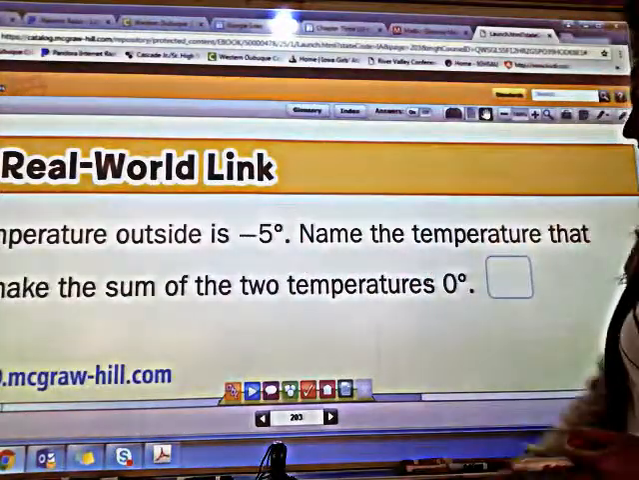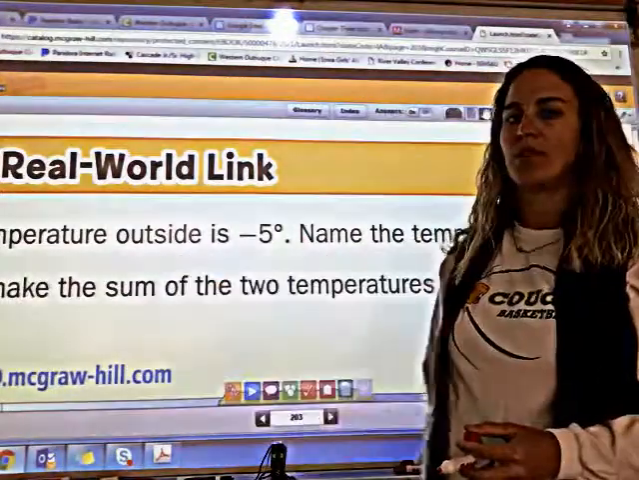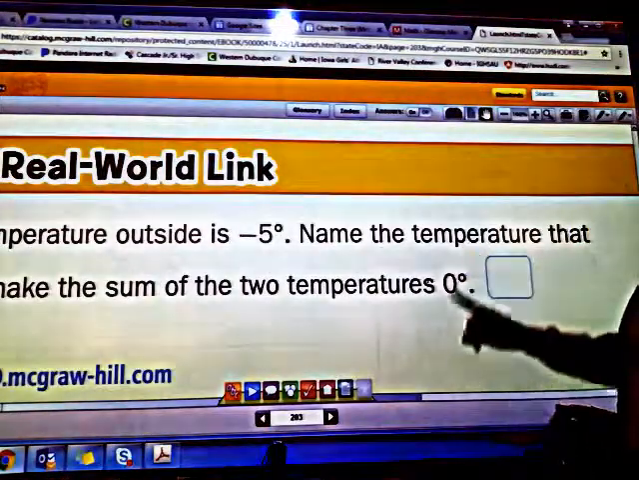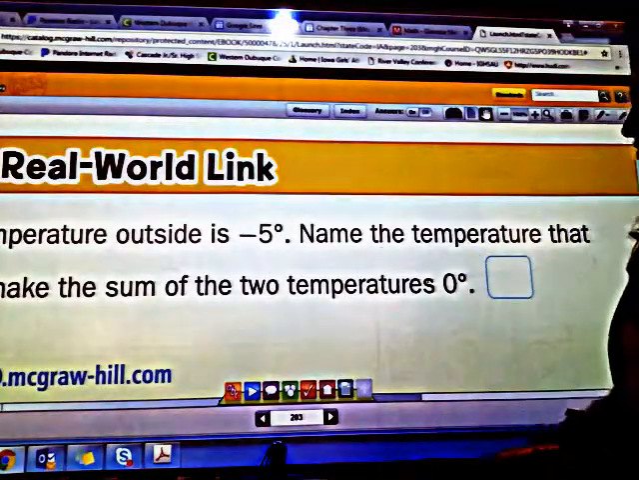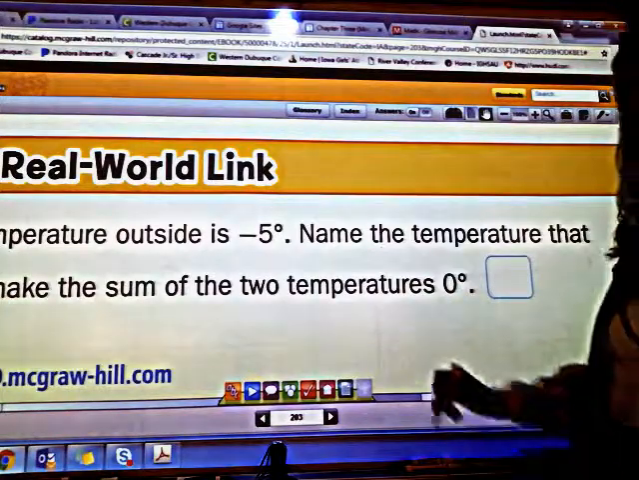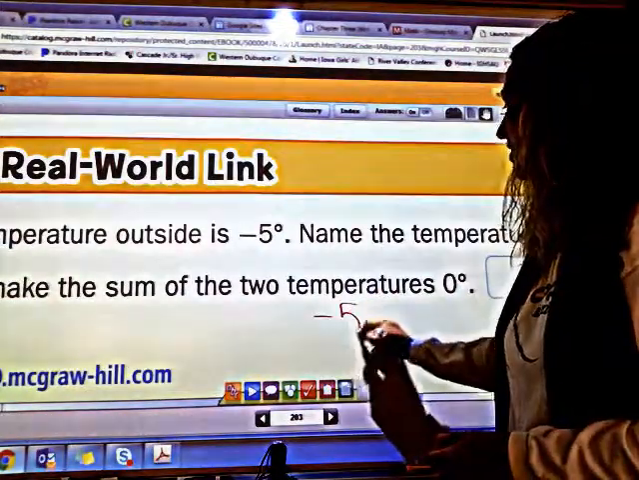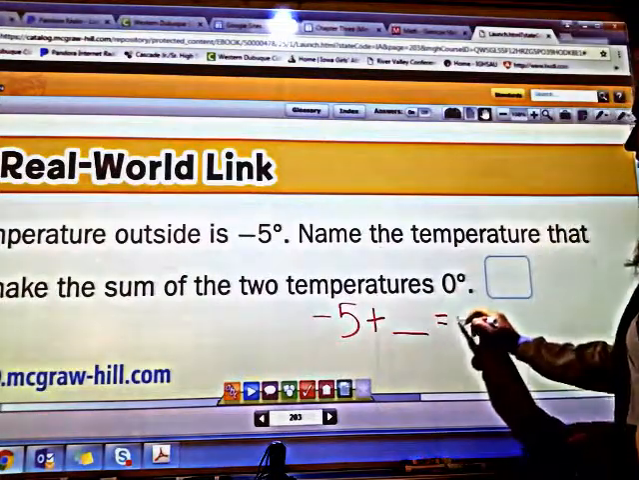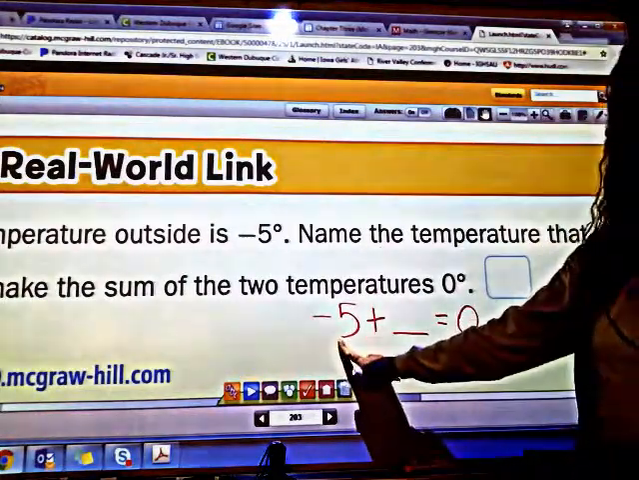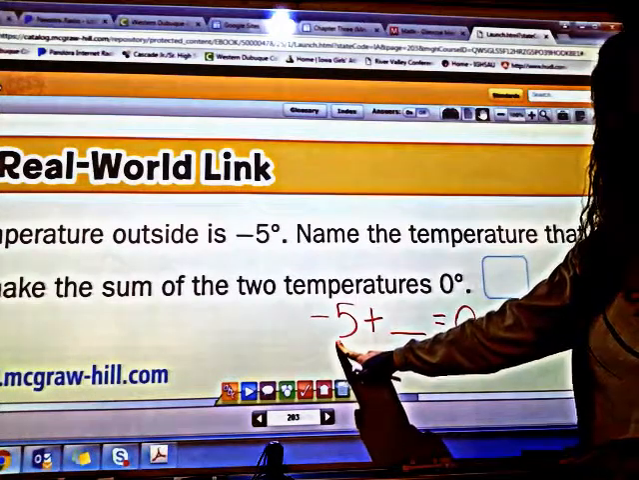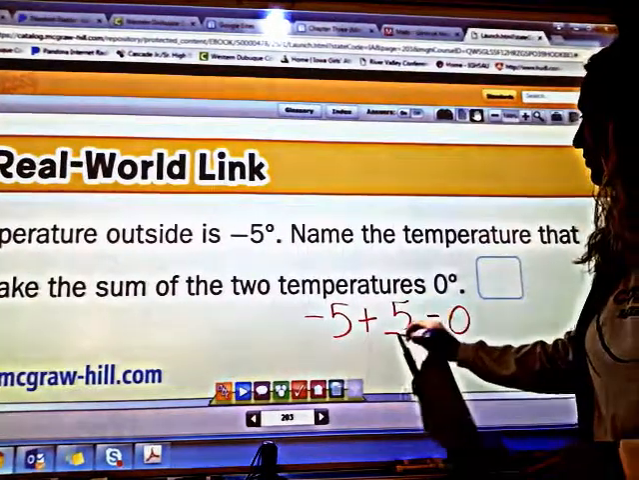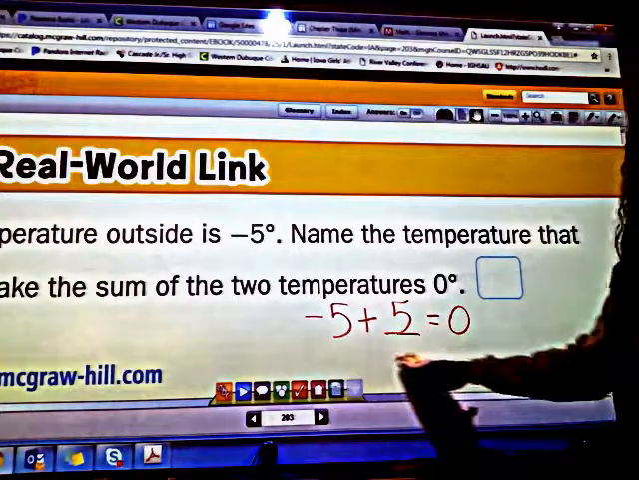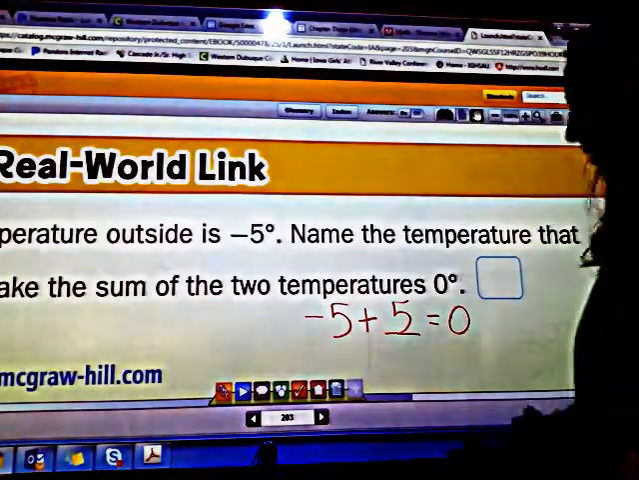Given the situation on the bottom of 203, it says the temperature outside is -5 degrees. Name the temperature that would make the sum of the two temperatures 0. So if I think to myself, if I have the integer -5 plus what number would give me 0? I'm asking myself, what number is the opposite of -5? And of course, that would be 5. So -5 plus 5 equals 0. So another example of the additive inverse property.